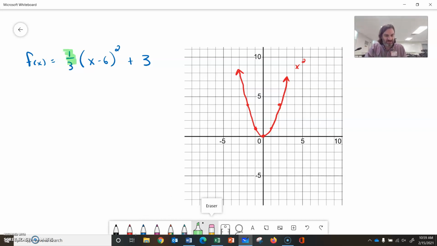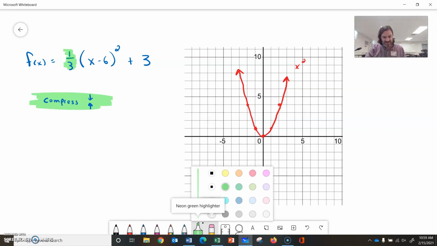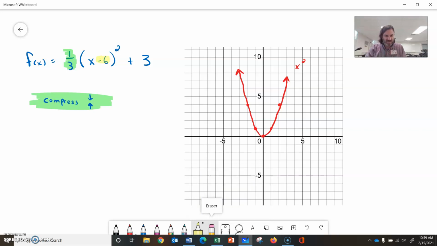So there's a 1/3 out front, and that will compress, which means it's almost like sitting on the function, smashing it. The -6 inside is inside the function, inside the square, so it's moving in the opposite direction. So the -6 will actually shift it to the right 6, and then the plus 3 at the end is going to move it up or down, in this case up, shift up 3. So let's see where this thing goes.